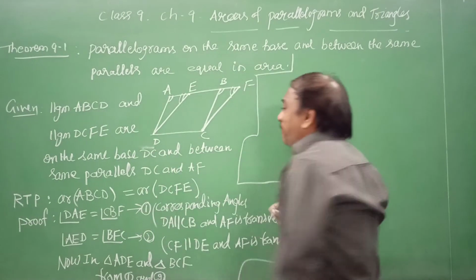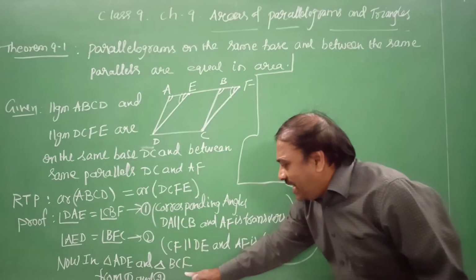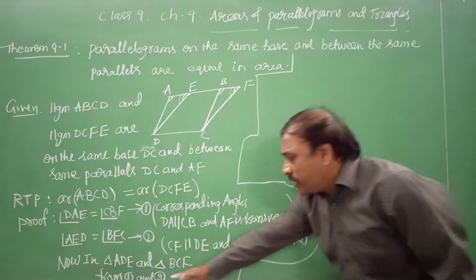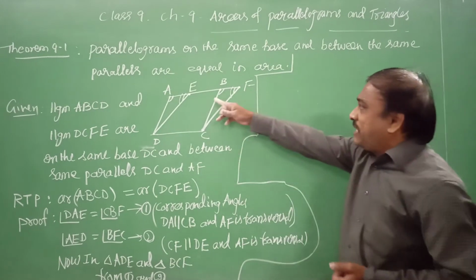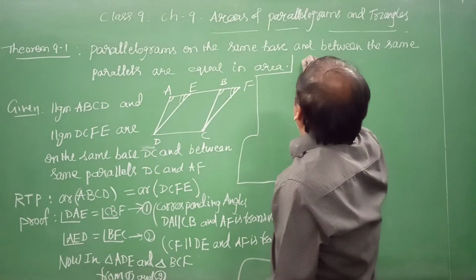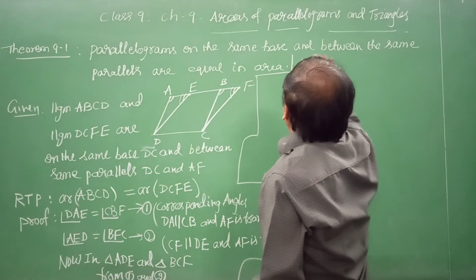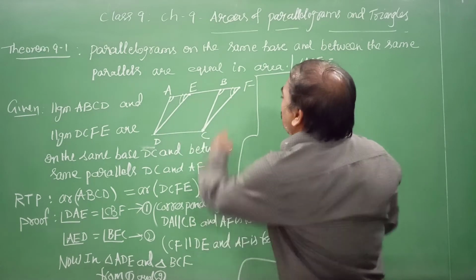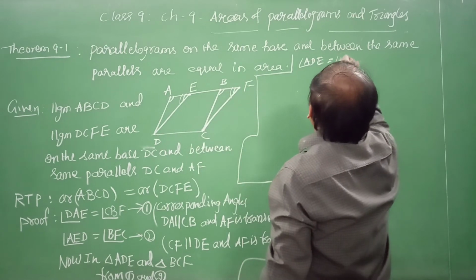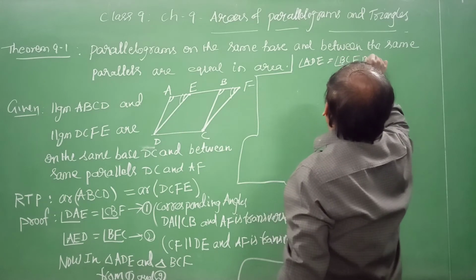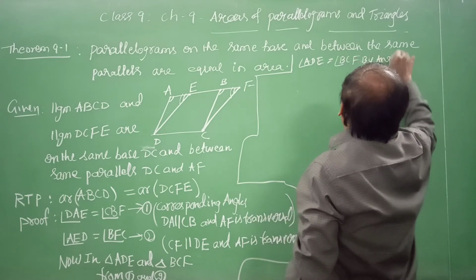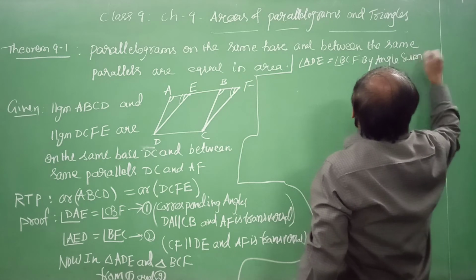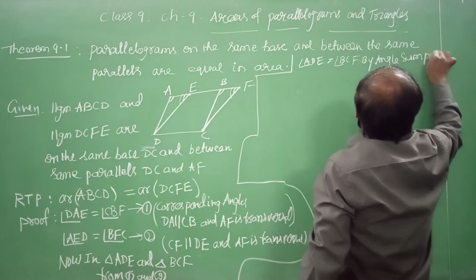By angle sum property. So in triangle ADE and triangle BCF, from 1 and 2, we can say that angle ADE is equal to angle BCF by angle sum property.